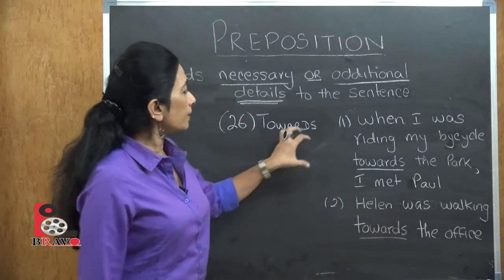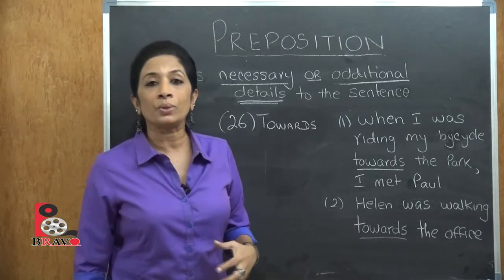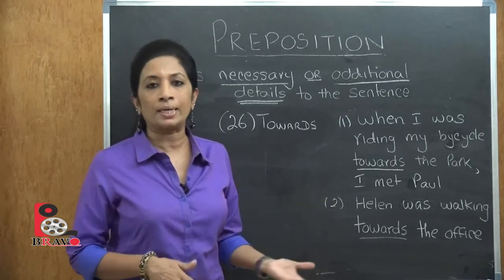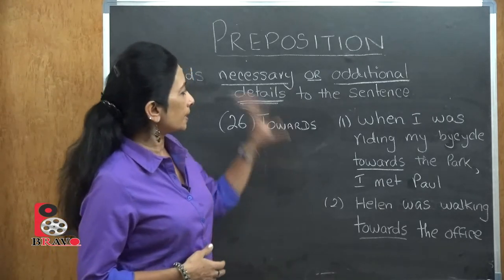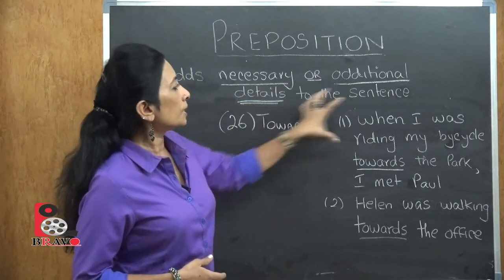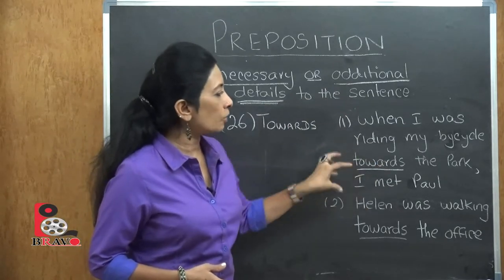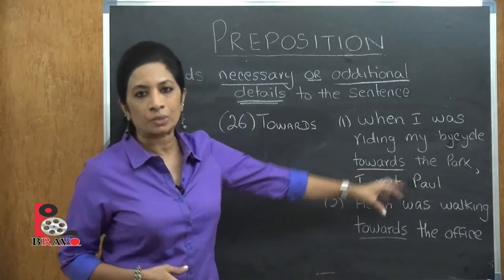So towards is another very commonly used word that you hear every day in speaking English and also in writing English. So these are a couple of examples, and again it's the additional detail to the sentence. So this gives the full details of what is happening. So it's more of an action word.